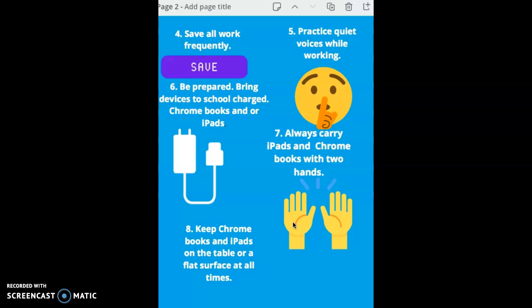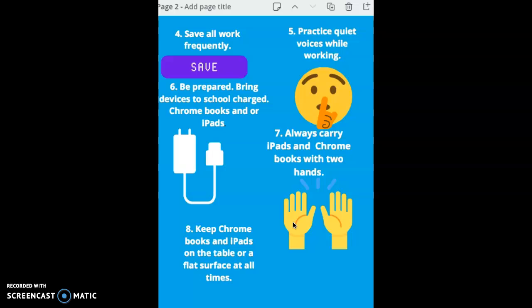My fifth rule would be practice quiet voices while working. This is important because we're still learning, and it's important to have a calm environment where students can focus. Obviously, this rule won't always be applied, especially if we're having collaboration using different apps or technology, but I definitely would like to implement this practice when we are working by ourselves using technology.